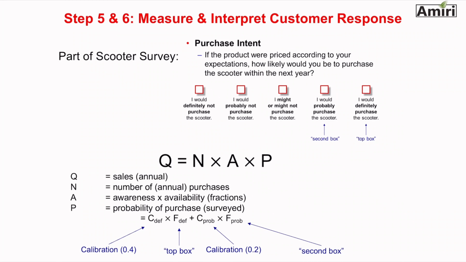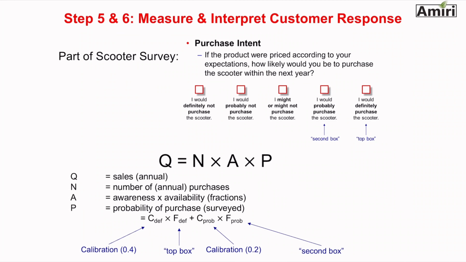So a typical question like this one, with an equation that's given here. Q is quantity of sales, N is number of annual purchases, A is the fraction of customers for which the product is available, P is the probability of the purchase. Probability of the purchase comes from the two top boxes, where they say I probably purchase and definitely purchase.